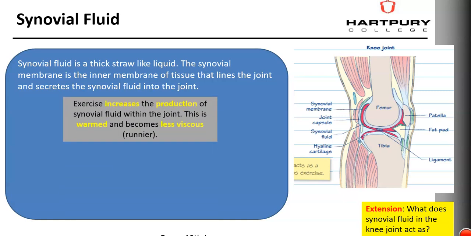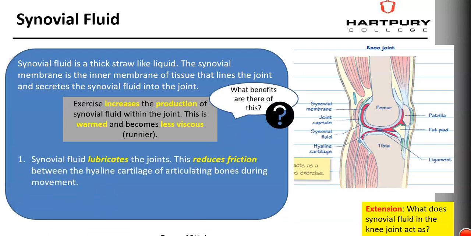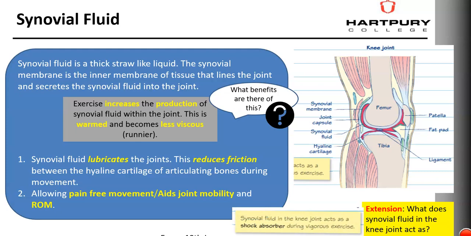Okay, so exercise increases the production of synovial fluid within the joint, and this is warmed and becomes less viscous, so it becomes runnier when we exercise. So the benefits of this then: it lubricates the joint, reducing friction between the hyaline cartilage and the articulating bones. Also, it can allow for pain-free movement and aids joint mobility and range of motion. So it acts as a shock absorber as well, which is quite handy, obviously prolonging the amount of exercise that you can do.